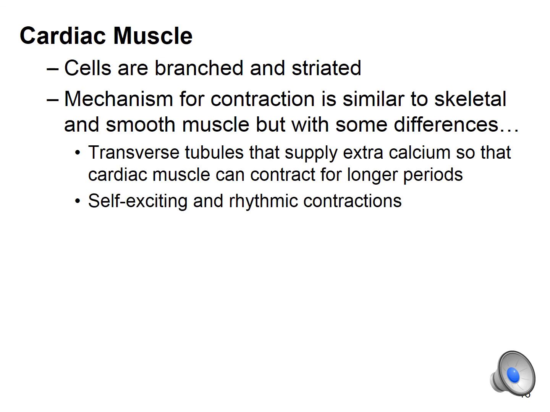Cardiac muscle cells are also self-exciting and can have rhythmic contractions. So they're similar to the visceral smooth muscle in that way, in that they can communicate with one another so that they all contract at the same time. And the way they communicate with one another is through intercalated discs. That's how they pass the message between one another so that they can all contract together.